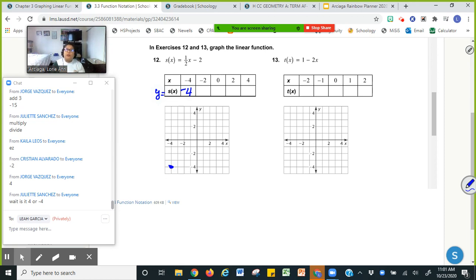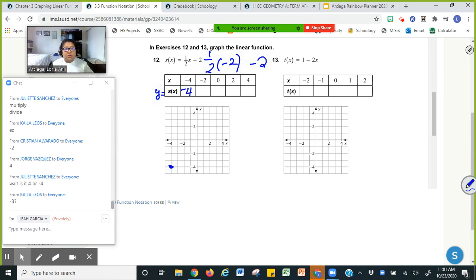Second one. Okay, we want to get 1/2 of -2, and then we subtract 2. So what's 1/2 of -2 minus 2? Give me the final answer. What's 1/2 of -2, and then take away 2 again. -3. Yeah, because this will become -1 minus 2. So then it will become -3.